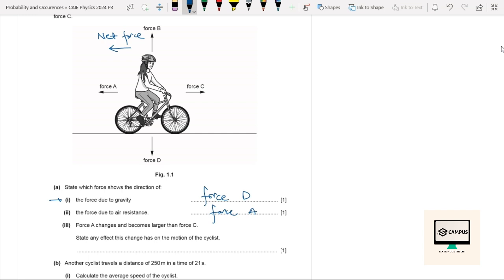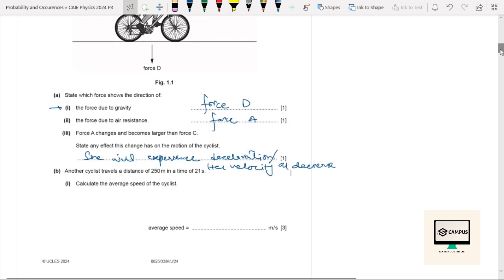That means that the bicycle or the rider would start to decelerate, eventually reaching zero velocity and then starting to increase velocity in the leftward direction if force A is still greater than force C. So any effect this change can have on the motion of the cyclist is that she will experience deceleration. Or we can also say that her velocity will decrease. They mean the same thing. You can mention either of them.